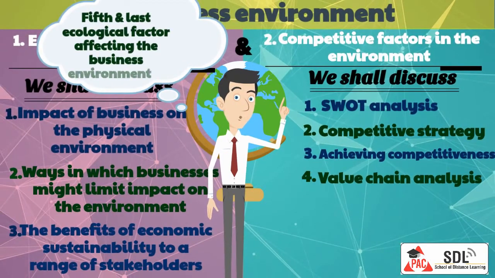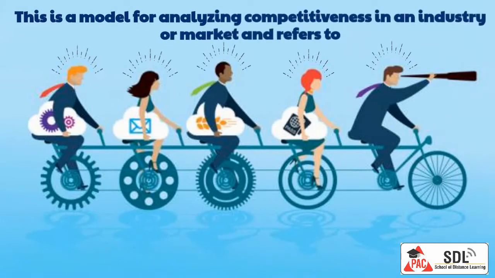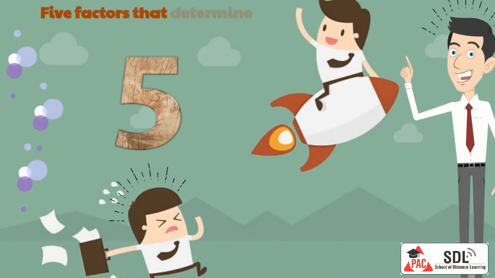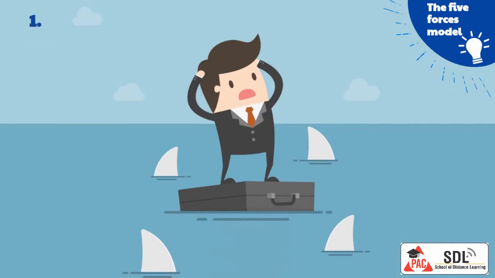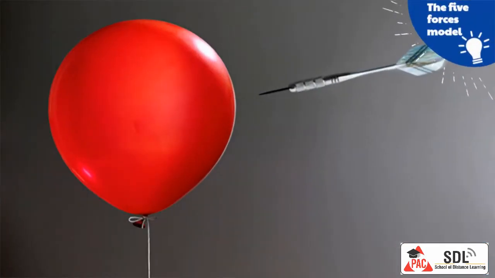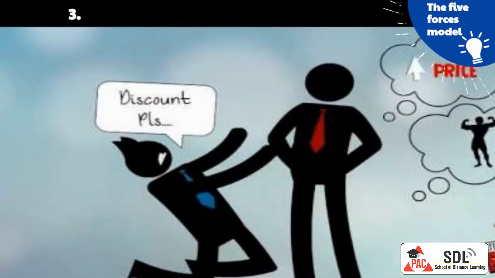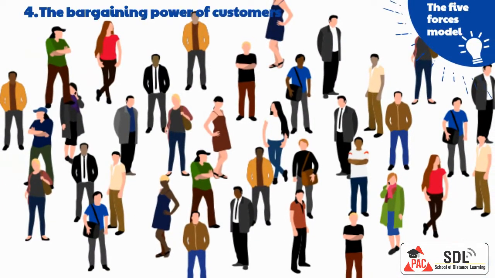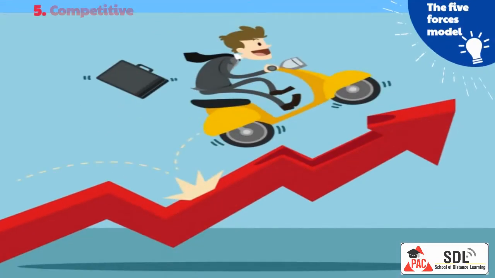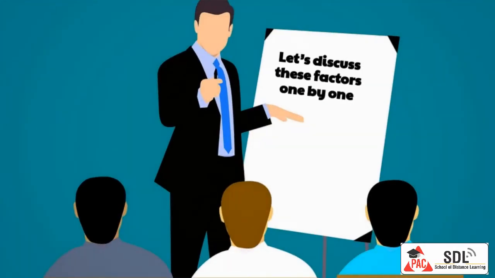Fifth and last competitive factor affecting the business environment is the 5 forces model. This is a model for analyzing competitiveness in an industry or market and refers to 5 factors that determine competitiveness. These are: 1. Threats from potential entrants. 2. Threats from substitute products or services. 3. The bargaining power of suppliers. 4. The bargaining power of customers. 5. Competitive rivalry within the industry or market. Let's discuss these factors one by one.